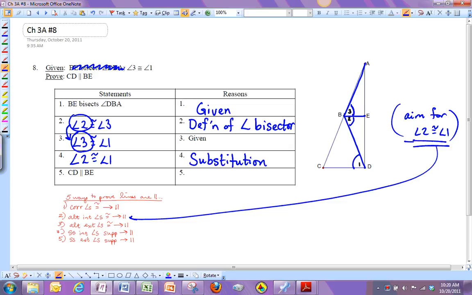Okay, and now I've gotten what we're aiming for, so now I've got my parallel lines, right? Since 2 and 1 are the same, and they're alternate interior angles, alternate interior angles that are congruent force those lines to be parallel.